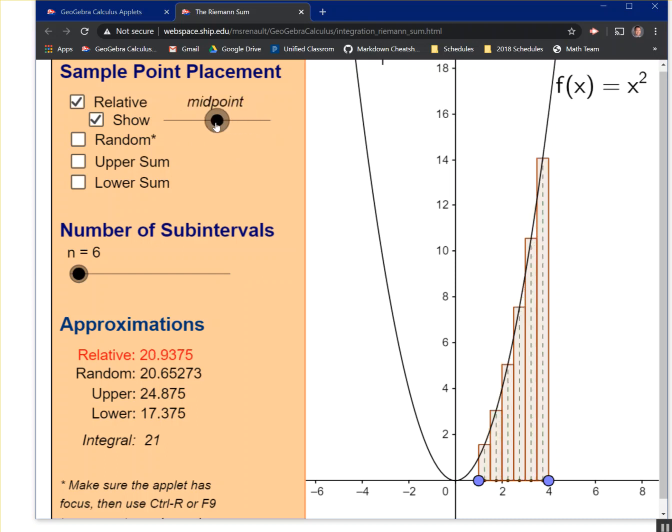And the midpoint is going to be pretty good. It's not going to be exact, because what's over is not the same as what's under. But it's a pretty good estimate. I think it ends up being a little bit of an underestimate, but yeah, it's a pretty good estimate.